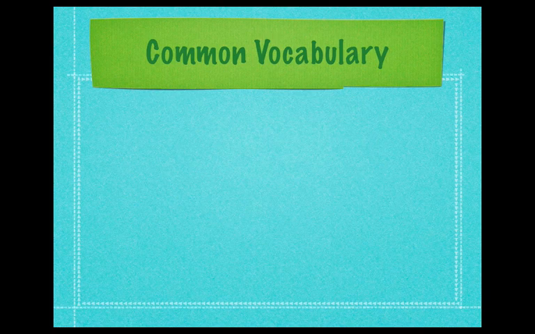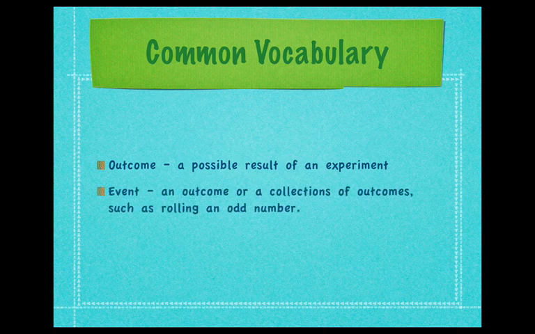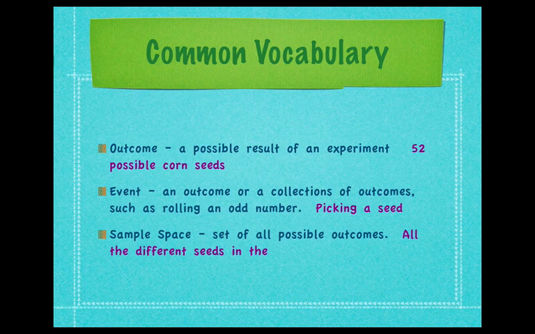Okay, so some common vocabulary that you probably need to know. Outcome, a possible result of an experiment. Event, that's an outcome or a collection of outcomes, such as rolling an odd number. Sample space, the set of all possible outcomes. Now think back to the corn problem. Our outcome was all those different corn seeds we had, 52 of them. Our event was picking a seed. And our sample space is all those different seeds in the bag.